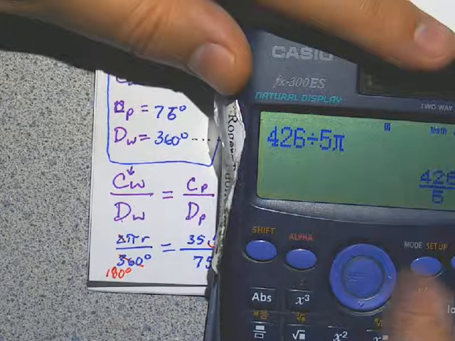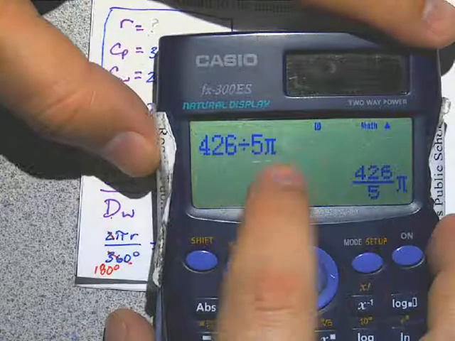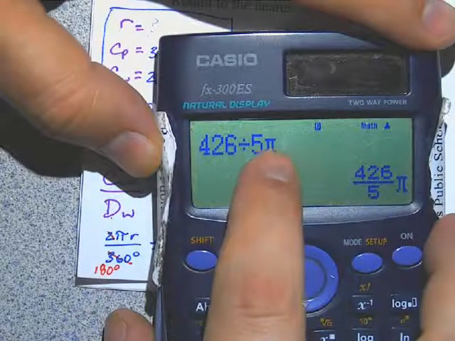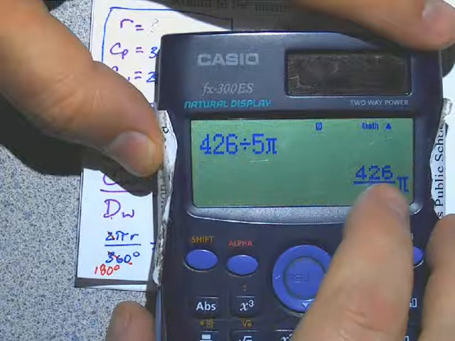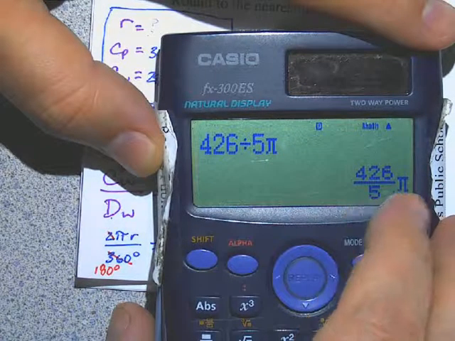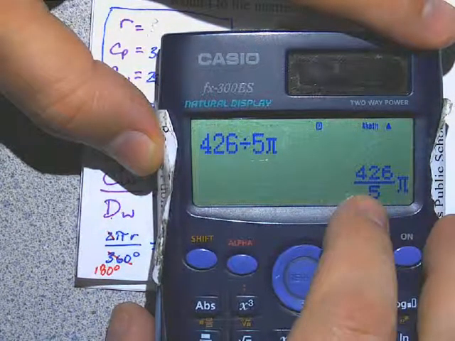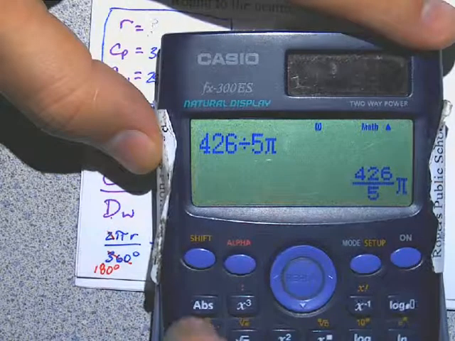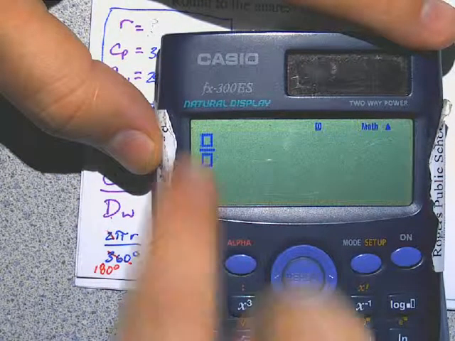Oh, now I've got to be careful, because I did not put parentheses around this, and I ended up getting 426 over 5 times pi. But I want the pi on the bottom. So I better do this again. I'm going to use parentheses this time. This is a built-in parentheses.